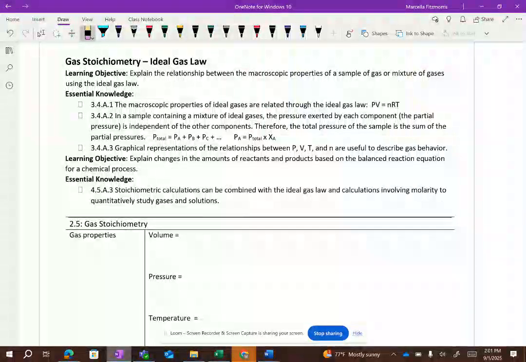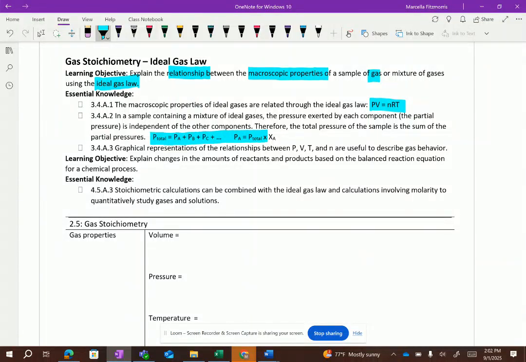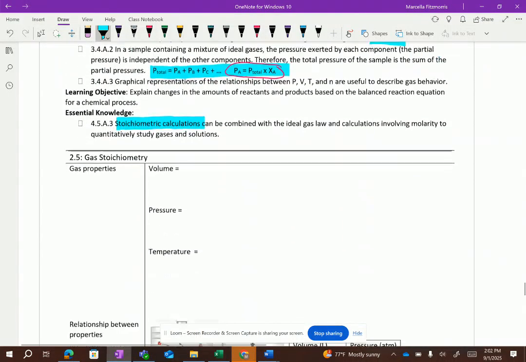Okay, this video is going to be about the ideal gas law. What we're wanting to do is explore relationships between macroscopic properties of gases and the ideal gas law. So we're going to learn about the ideal gas law, which is an equation, Dalton's law of partial pressures, and something called the mole ratio. We're also going to learn about how to use these in stoichiometry calculations. So basically how to put some stoichiometry to this.